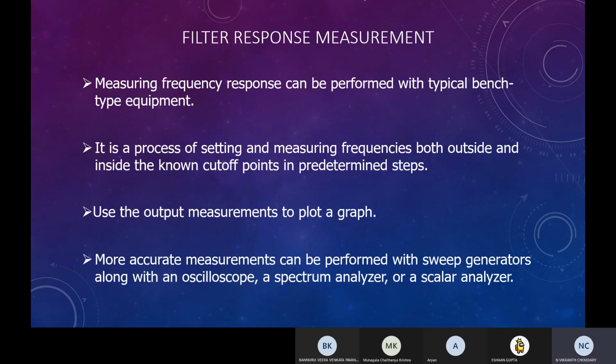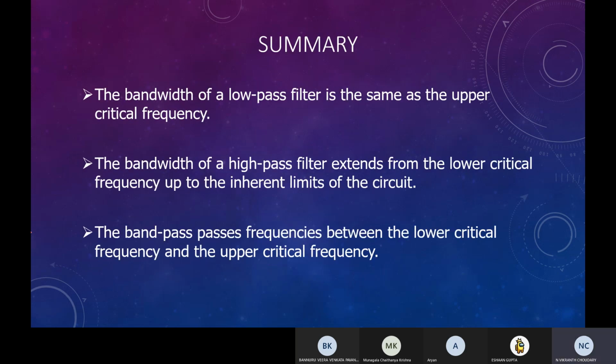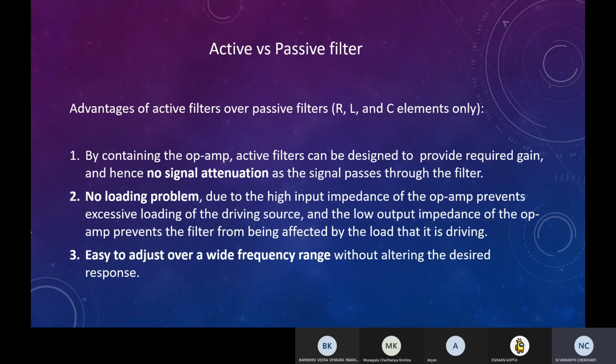And next are frequency response measurements. So measuring these frequency responses can be performed by graphs. Like you can plot each and every point for some frequency ranges, and you can plot the graph of these plots. And next is the summary. You can go through this summary by yourself.